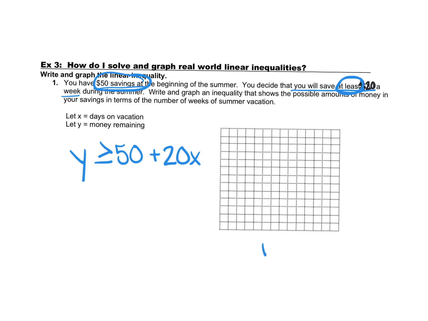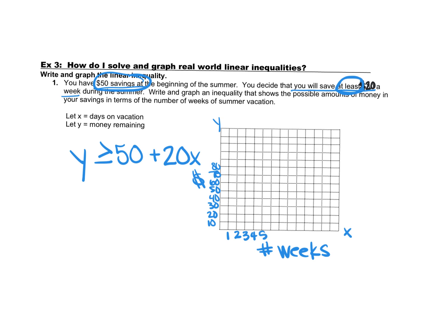So this is the number of weeks, and this is the amount of money that you're going to have in the account. That's the x, and this is the y. So it says that we have 50. Let's just number these by tens: 10, 20, 30, 40, 60, 70, and let's just go up to 80. And then we should be able to just number by ones on the bottom.